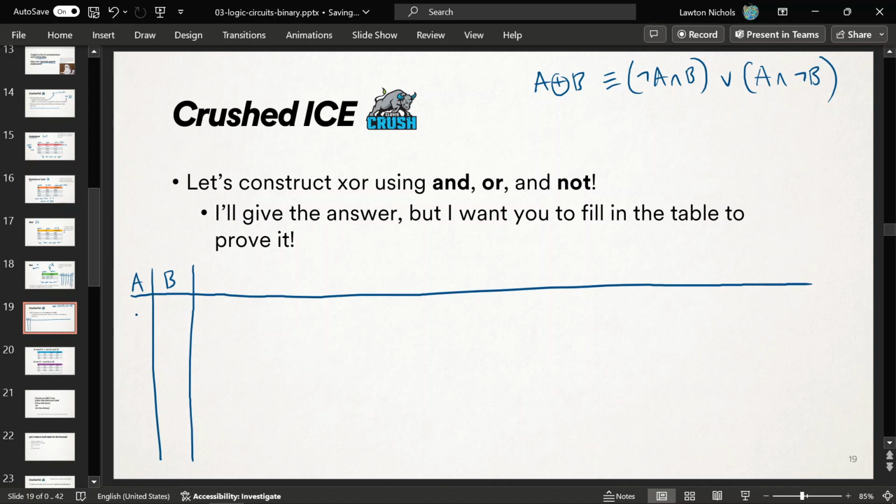So A and B, what are the combinations of them? The standard order is like this: true, true, true, false, false, true, false, false. Those are the only combinations of A and B, because they could be true and false.